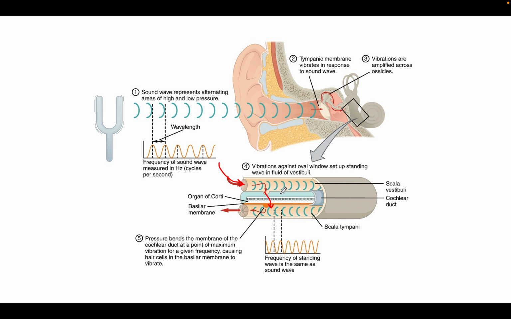And as this happens, it's going to move the endolymph, it's going to move and distort the basilar membrane, it's going to pull those hair cells against the tectorial membrane. That's going to initiate an action potential. All right.